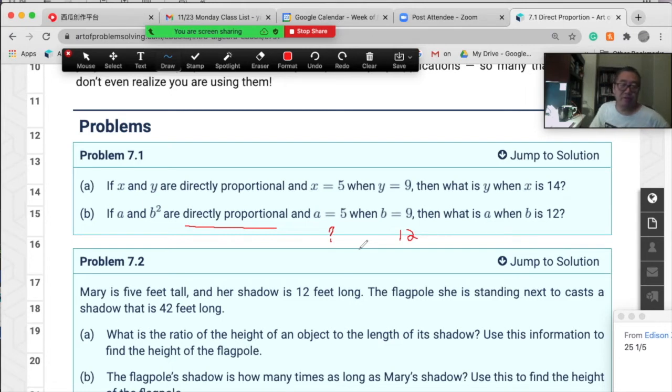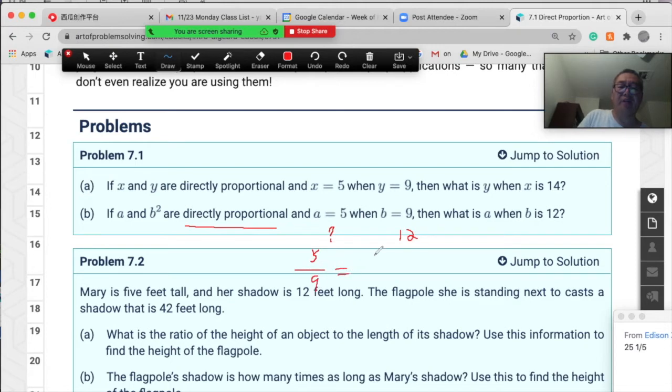Direct proportion, so that means the ratio is constant, right? So A over B equals 5 over 9. Okay, this is A over B. So that means A over 12 equals 5 over 9. Then you solve for A. You do cross multiplication, you get 9 times A equals 5 times 12, that's 60. Then you get A equals 60 over 9. Now you need to simplify. You need to check, 60 and 9 have a common factor 3. So we cancel that out and get 20 over 3. Okay, this one's the correct answer.